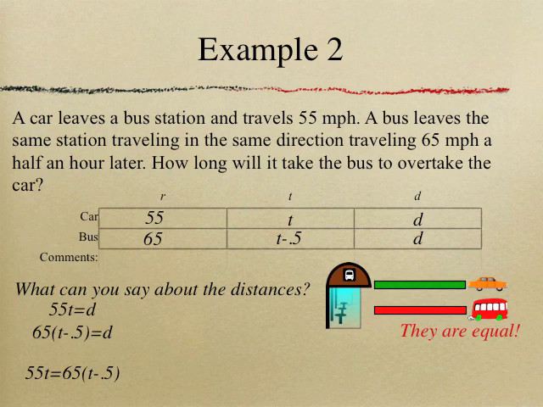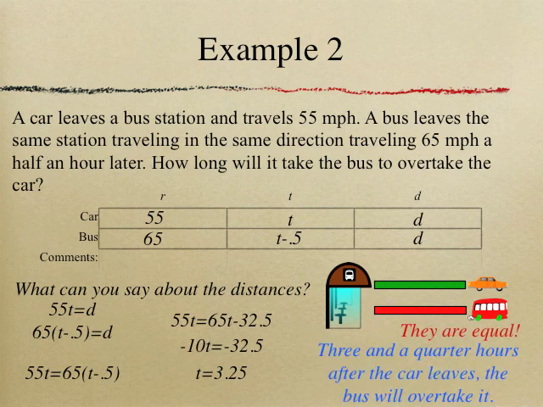So we'll say 55t equals 65 times t minus 0.5, and I'll distribute, giving me 55t equals 65t minus 32.5. Subtract 65t from both sides, so I have negative 10t equals negative 32.5. And divide both sides by negative 10, so t equals 3.25. So 3¼ hours after the car leaves, the bus will overtake it.